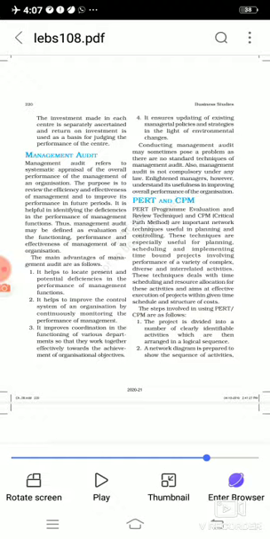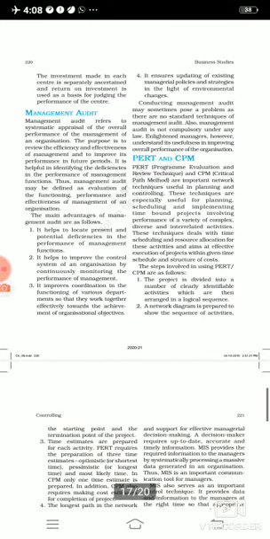Now PERT and CPM. CPM is another technique of managerial control among the modern techniques. Now what is PERT and what is CPM? When we talk about PERT, students, PERT full form is Program Evaluation and Review Technique, and CPM is Critical Path Method.